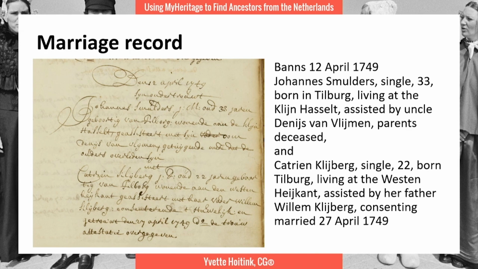It does give the name of the father for his wife, but his parents were deceased. So he was assisted by his uncle. So we know his uncle's name, but we don't know his parents' names. And that's pretty typical for records before 1811. The marriage records just don't have the detail. Often they don't even have the age or the place of birth.